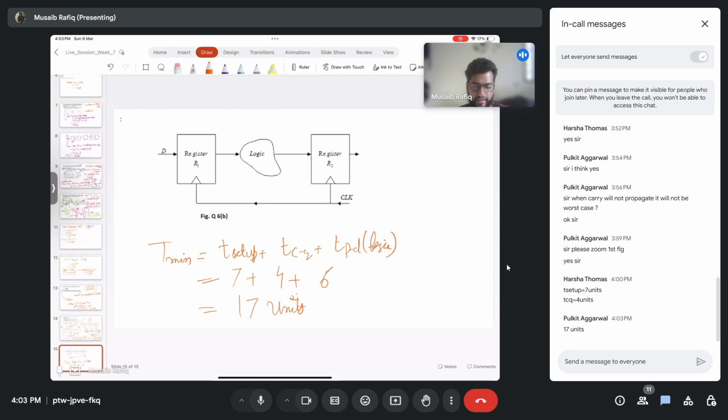By the way, if clock skew was present in this circuit, will it be a positive or negative clock skew? If there was a clock skew, will it be a positive clock skew or a negative clock skew?